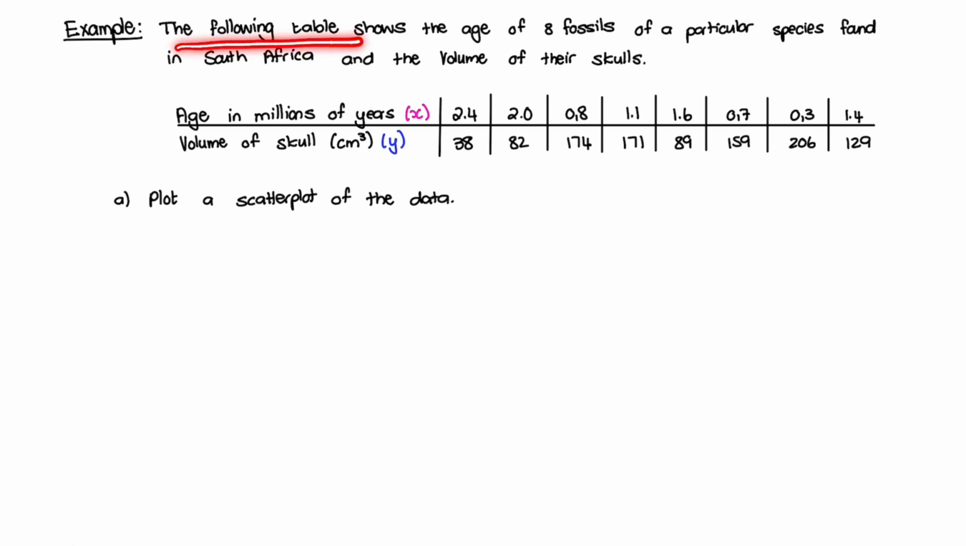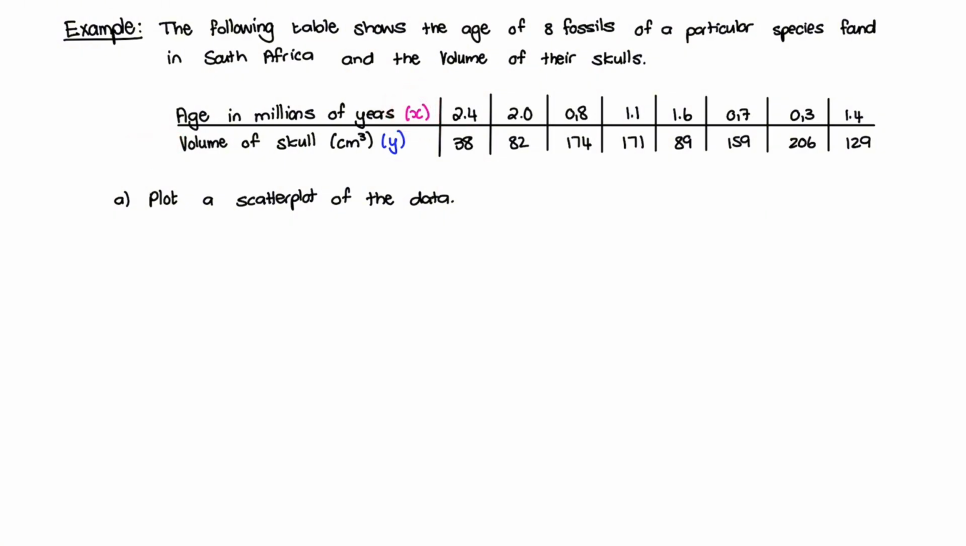The following table shows the age of 8 fossils of a particular species found in South Africa and the volume of their skulls. So in our table, the first line, we have age in millions of years, and that's indicated with an X, and the volumes of their skulls.